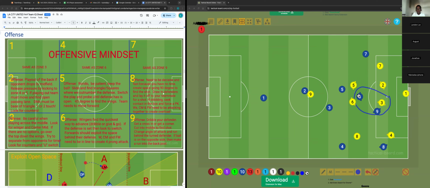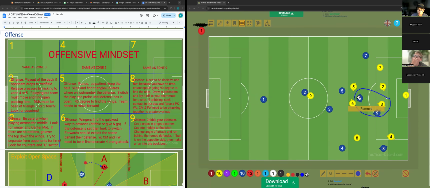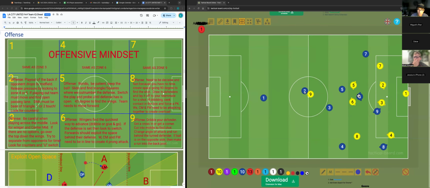Okay. Now, I want to talk about the defensive side of this a little bit. The defensive side is very important because this weekend, both teams are playing the first and second place teams. We actually have two games against first and second. So let's talk about that now.